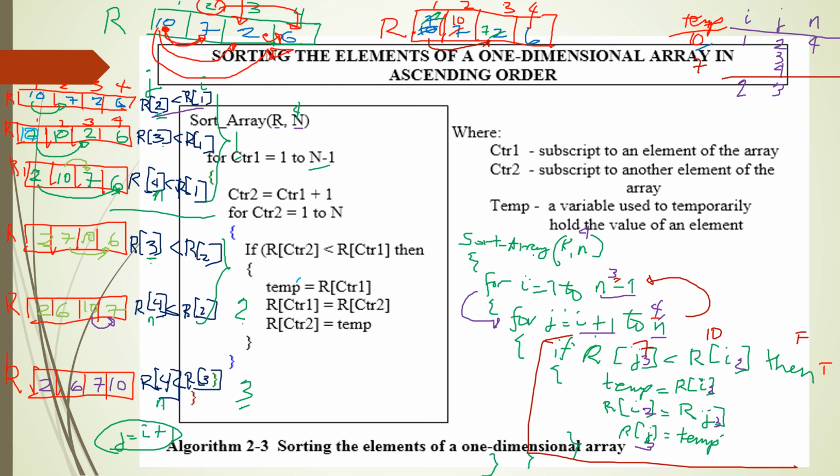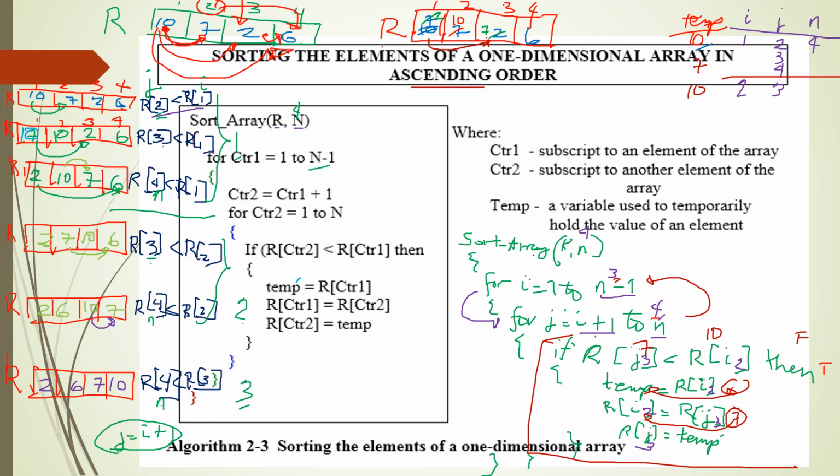True. So, if that is true, okay, then we're going to swap. So, R sub 2 is 10. That will be placed to temp. Okay? So, 10 will be assigned to temp. And then, R sub 3 is 7. So, 7 will be assigned to R sub 2. R sub 2 will be 7.